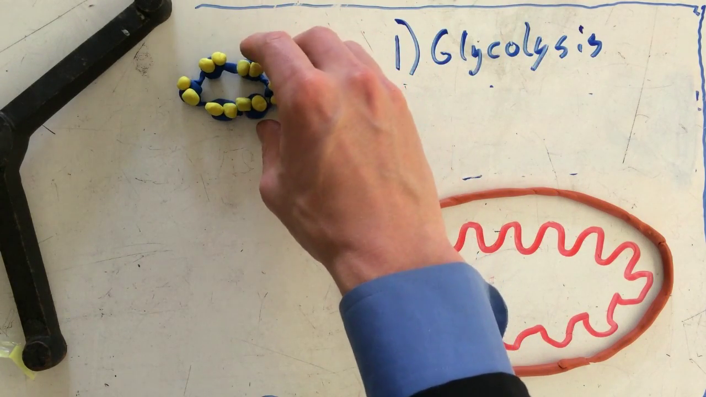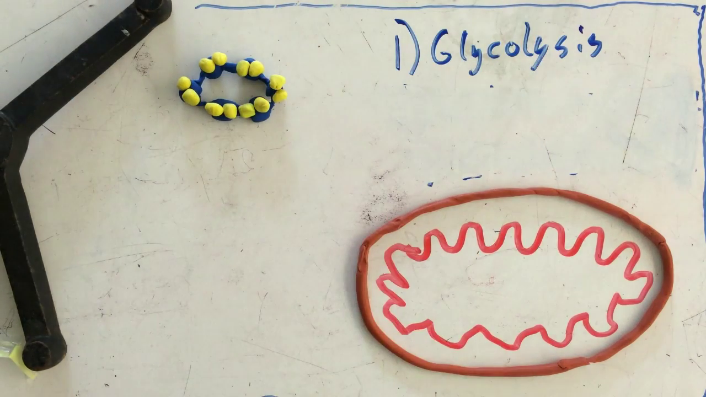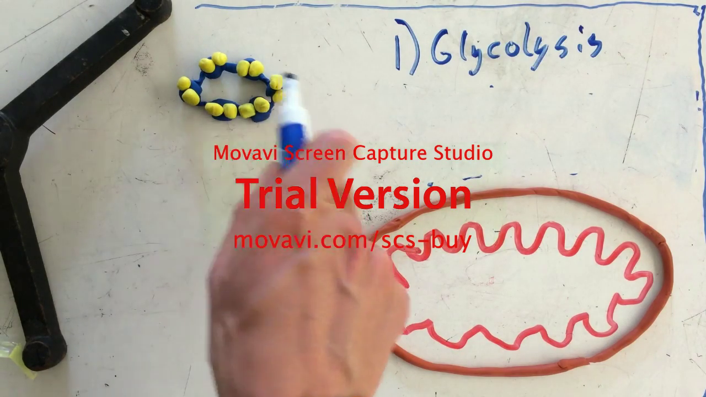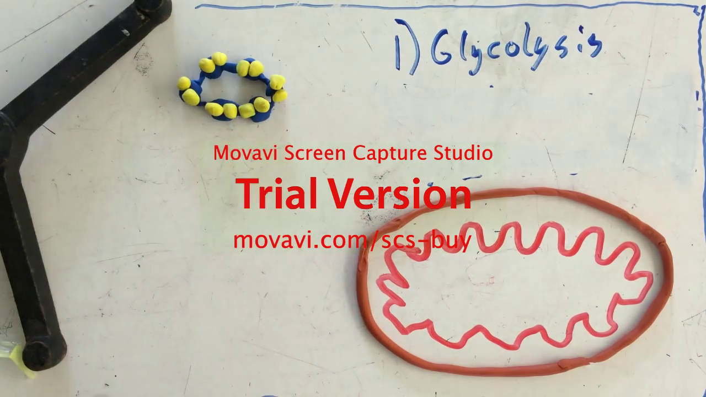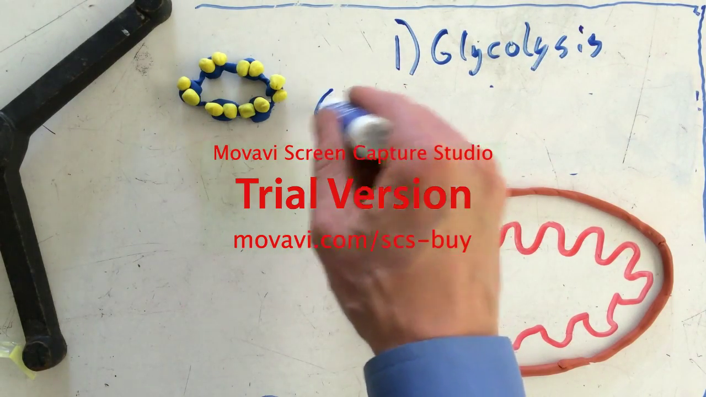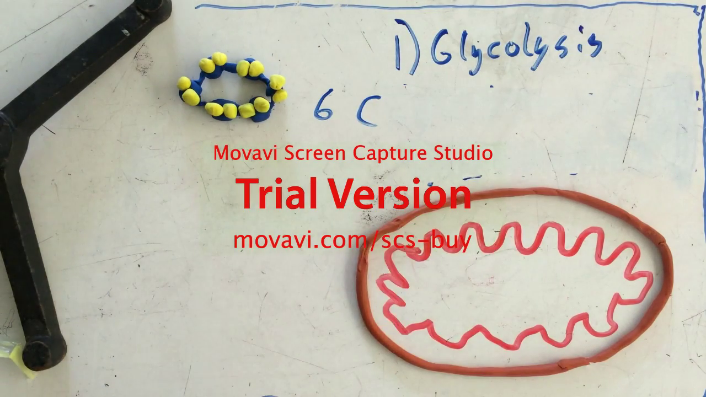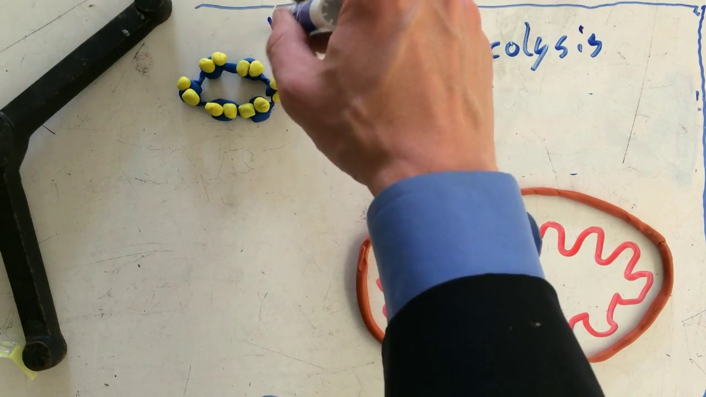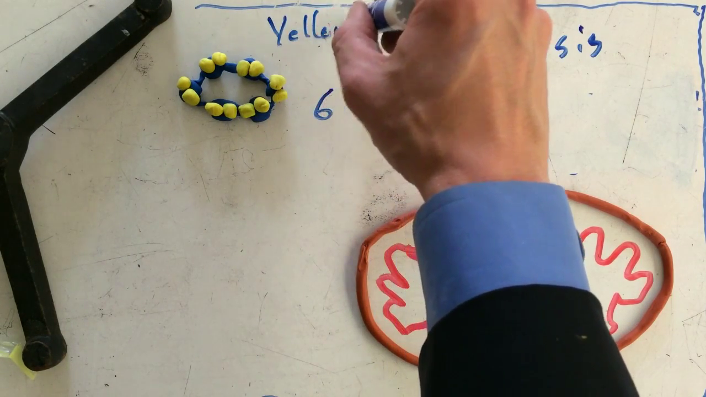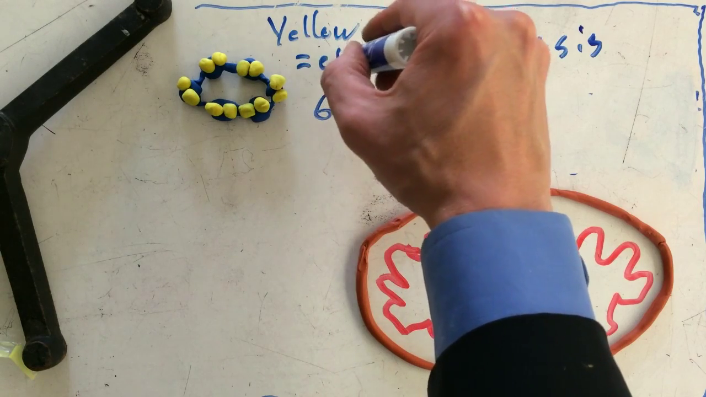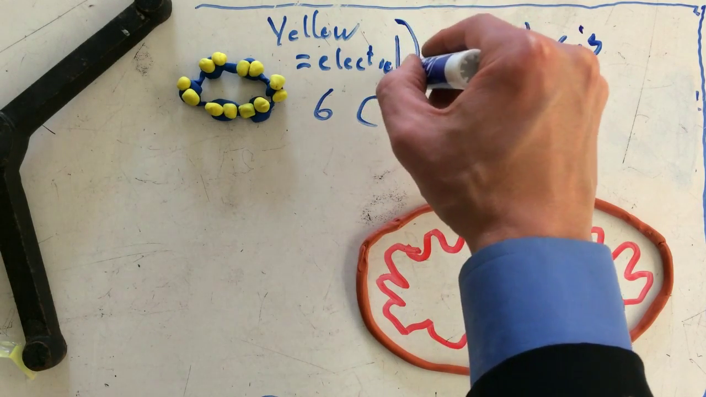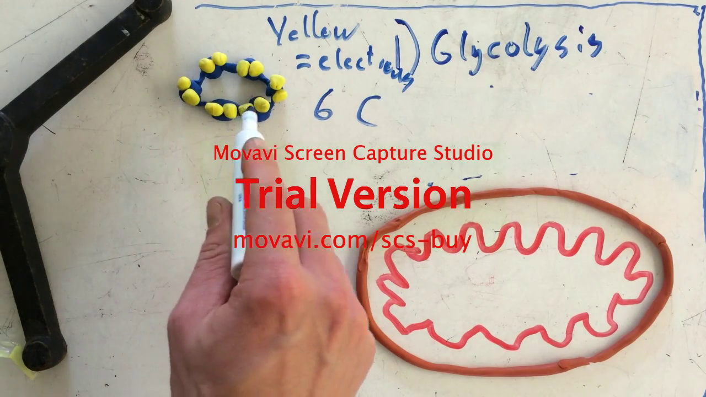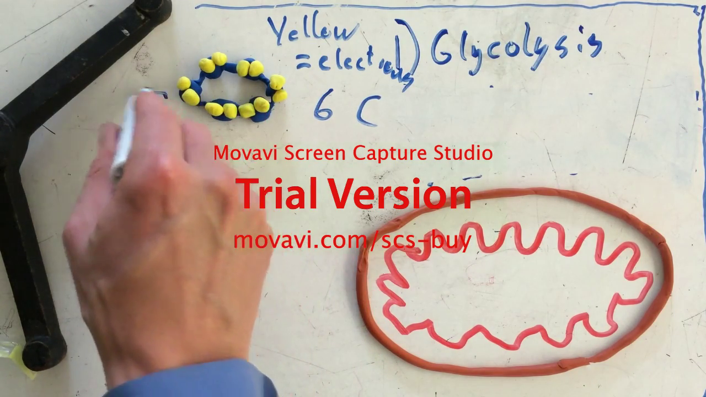During glycolysis, you start with a molecule of glucose. This is glucose. Notice it's got 6 carbons. 1, 2, 3, 4, 5, 6. It's got 6 carbons, and these little yellow things on it are electrons. Now these electrons give the glucose a lot of energy.